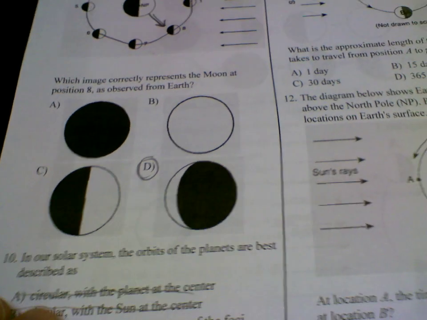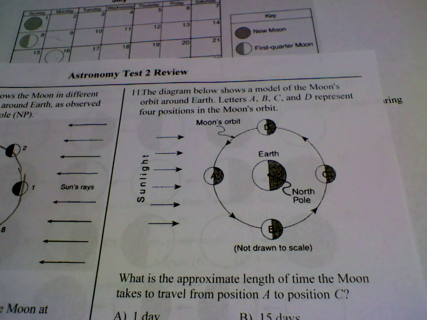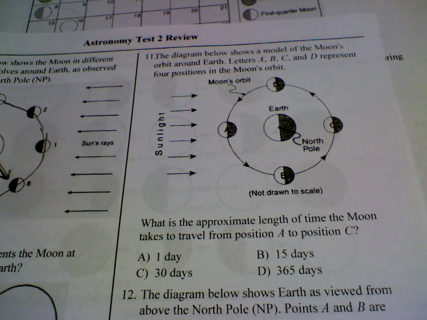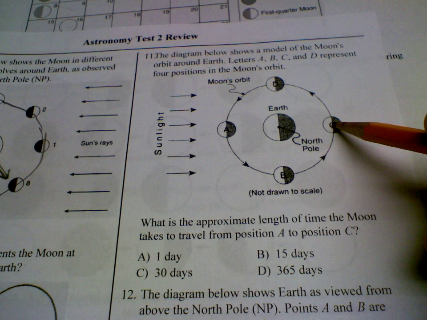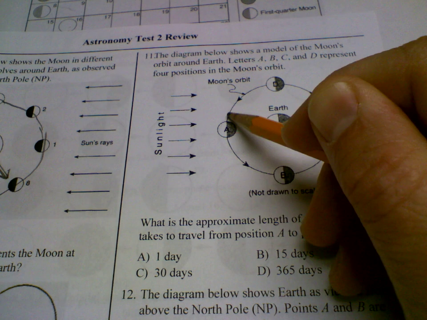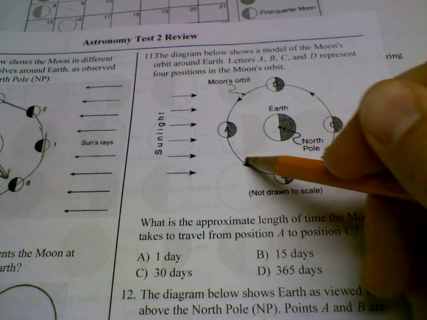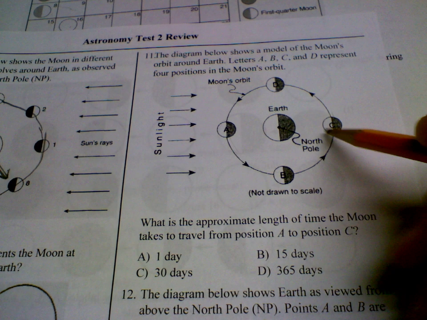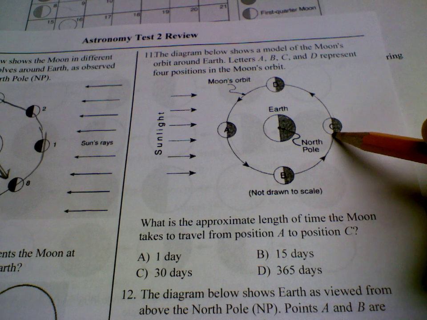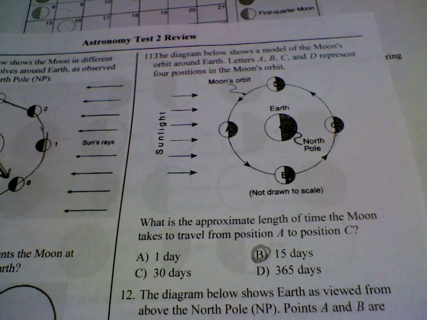All right, let's go to number 11. The diagram below shows a model of the moon's orbit around Earth. Letters A, B, C, and D represent 4 positions in the moon's orbit. What is the approximate length of time the moon takes to go from position A to position C? So if this is the beginning of the month, think about it. It takes a full month to go all the way around, and a full month is right about 30 days. So A to C is only halfway for the cycle of phases. The cycle of phases is 30 days, and we're only going half of those 30 days. The correct answer has to be B. Okay, so that's number 11.